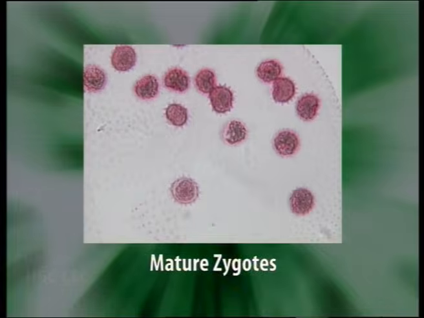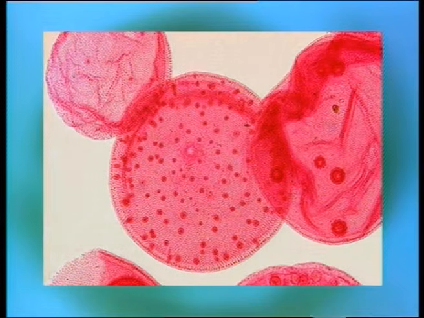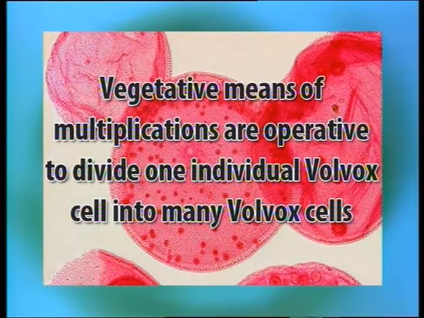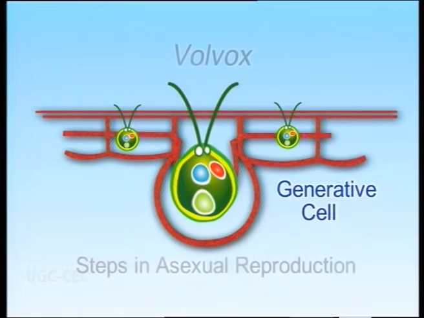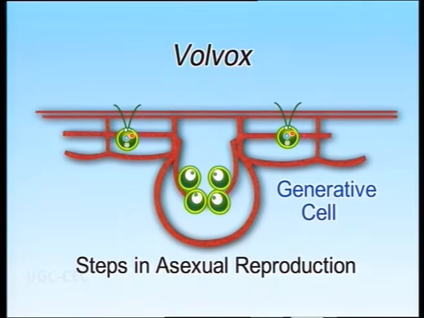Now, when we look at the asexual means of reproduction, that obviously means we have no gamete fusion, no division, or no formation of the zygote. But here, technically speaking, the vegetative means of multiplication are operative to divide one individual Volvox cell into many Volvox cells, which will ultimately result in the formation of a Volvox colony. Now, for this, obviously, one has to monitor the cell which gets transformed from an active cell into a dividing cell, and during this, morphological variations are also seen.